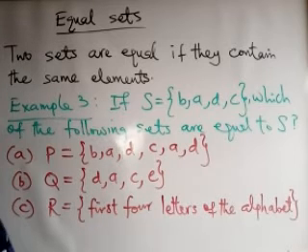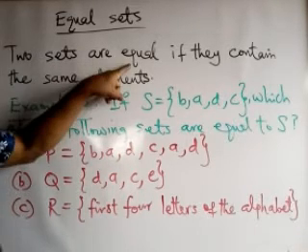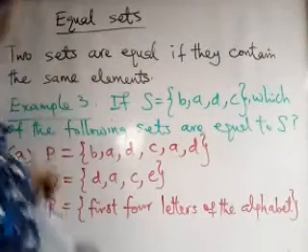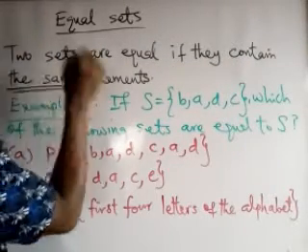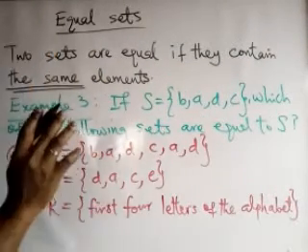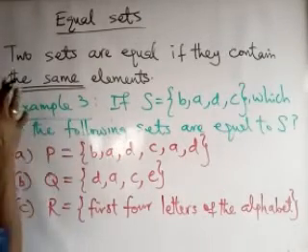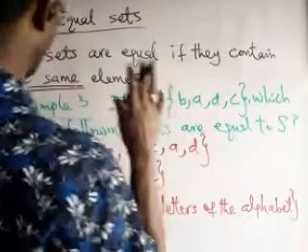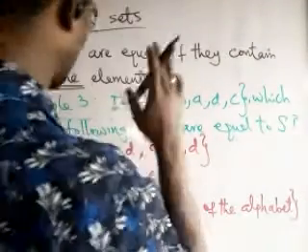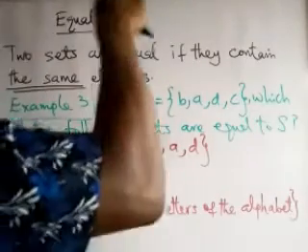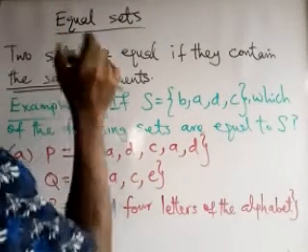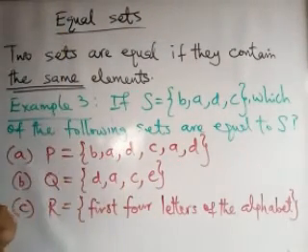Equal sets. When do we say two sets are equal? What can we see before we can say that two different sets are equal? Two sets are equal if they contain the same elements, and that's all. Once you check a particular set A and another set B, and they have the same set of elements, not number of elements, but the same set of elements, we say the sets are equal.